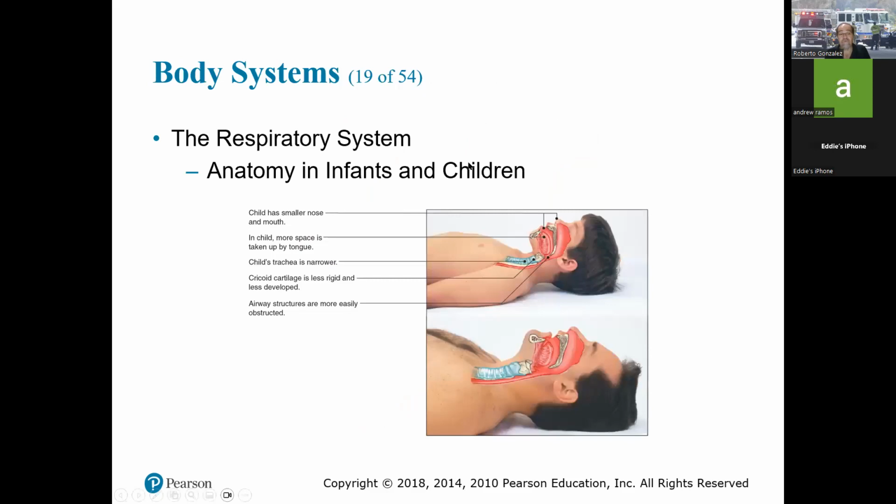Okay. So the respiratory system, anatomy of infants and children. Infants don't just have smaller airways. Basically, the airway is made differently. The adult's is straight, while the child's is more like a siphon.